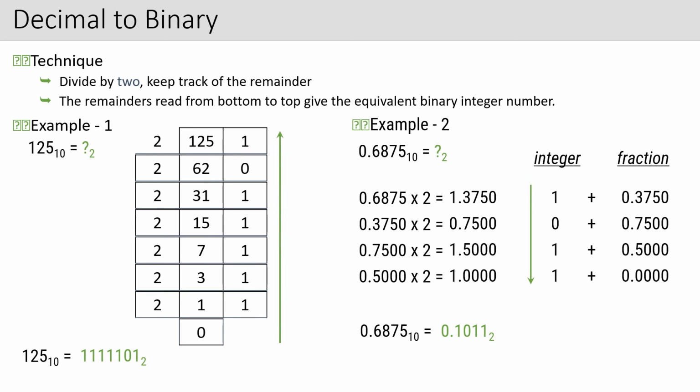If you want to convert it, you write down 0.6875. This is a fractional number. What you do is multiply it by 2. You have multiplied by 2. From that you write down the integer part and the fraction part. Once again you multiply the fraction part by 2.